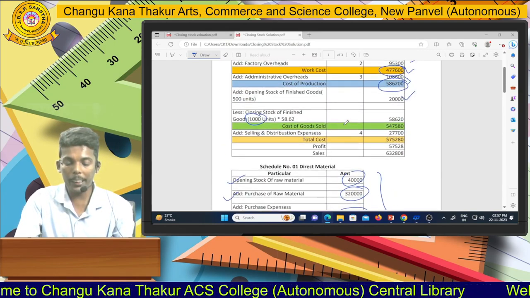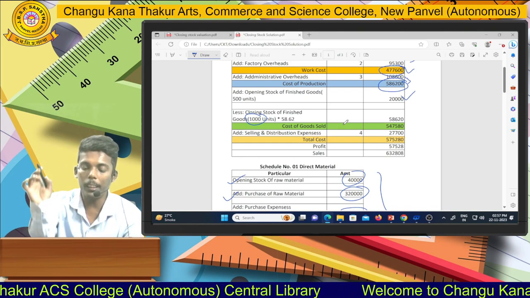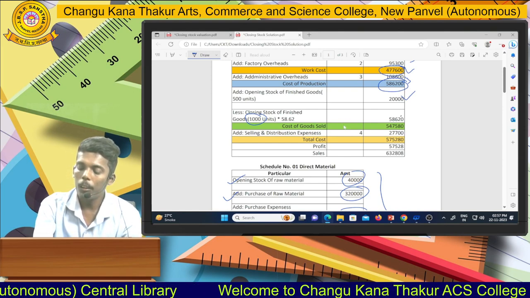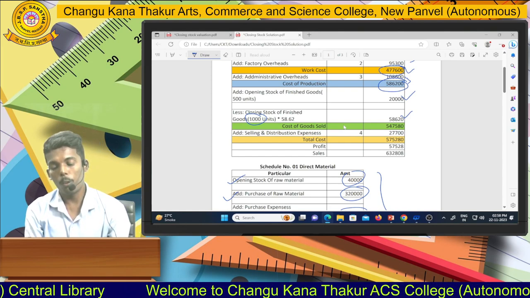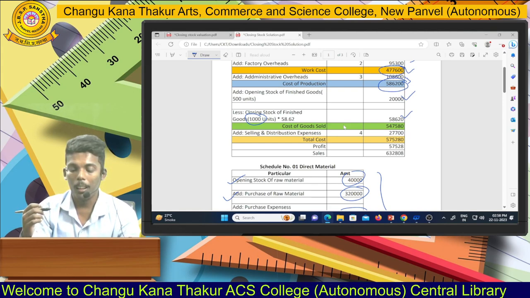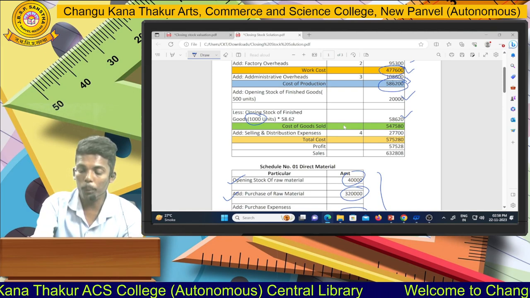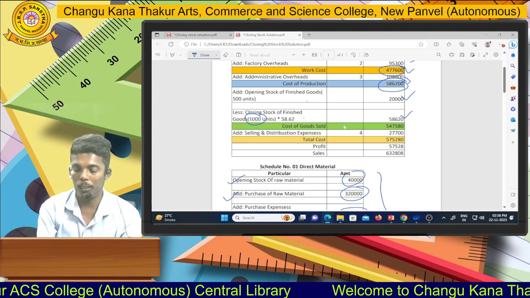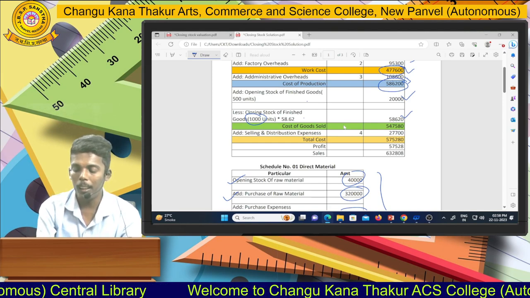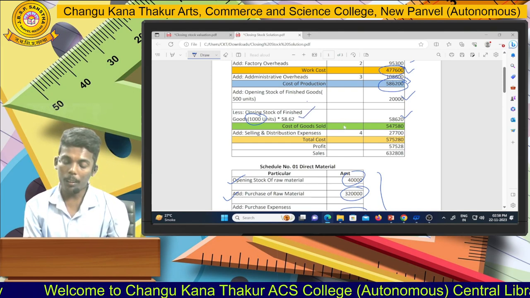So after getting the value of the cost per unit, we multiply units of the closing stock into 58.62, then we get the exact value of the closing stock. Then we go ahead with the computation: cost of production, add opening stock and less closing stock. See, this is the exact procedure, and this way we compute the closing stock value in the cost sheet.